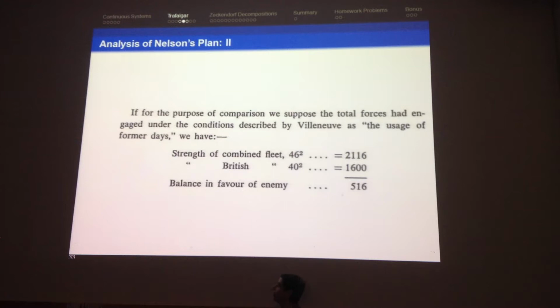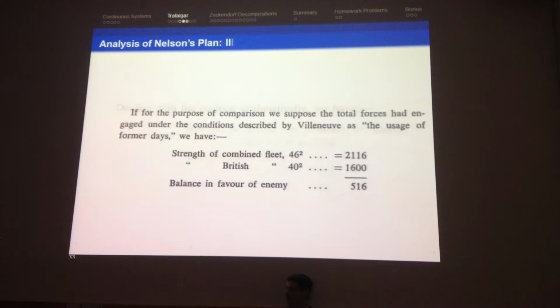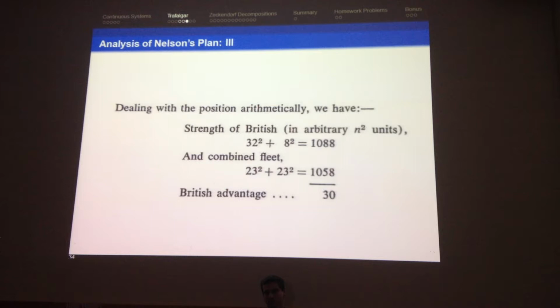Looking at how Nelson did it, 32 versus 23 and 8 versus 23, he gets 1088 points to 1058. Balance in favor of the British is now plus 30. So going from down 516 to plus 30. Okay? This is a wonderful application of mathematics.